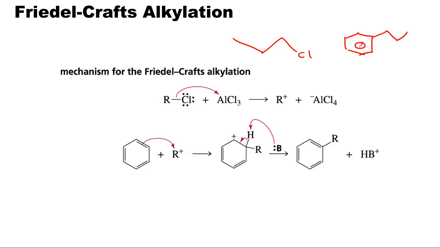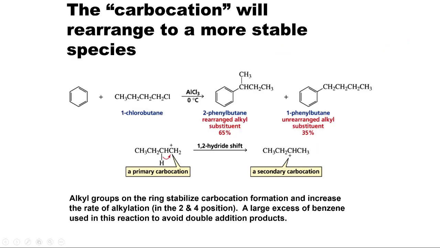So the mechanism, barring the discussion of the rearrangement of the electrophile, looks very much like all the other mechanisms. I have an R group, which is my alkyl group electrophile. It is attacked by the ring to form a carbocation, and a base comes in, and we end up with the alkyl substituted product. Now, here's an example of the kinds of problems that you can have.